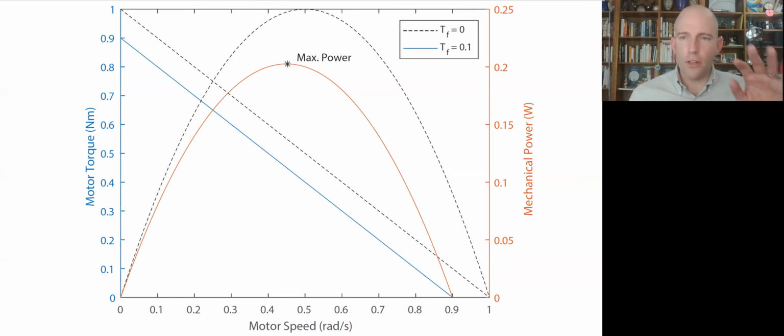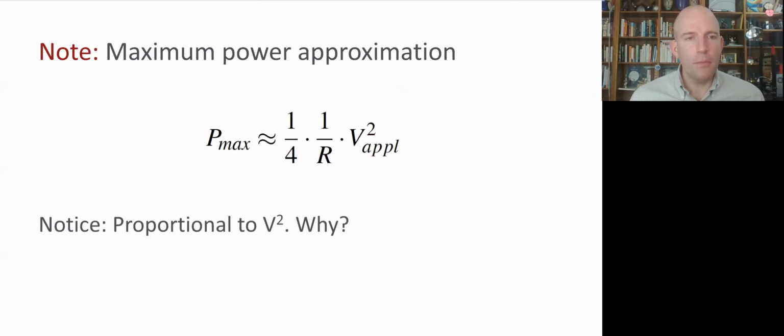Now, this is all for a set voltage, but one of the other choices we have often when using an electric motor is what voltage to apply. So it turns out that if we do a little bit of manipulation of our four equations, we'll find that the maximum power is proportional to the square of the applied voltage. So higher voltage, higher power.